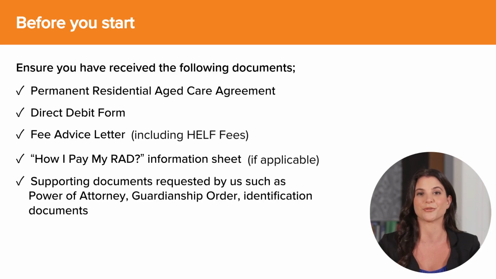Before beginning, please check you've got the following documents handy. These include the Permanent Residential Aged Care Agreement, the Direct Debit Form, the Fee Advice Letter, How I Pay My RAD Information Sheet, and any supporting documents requested by us.